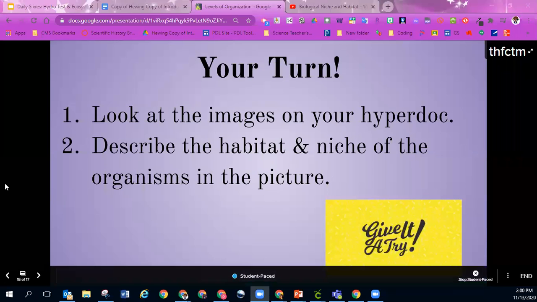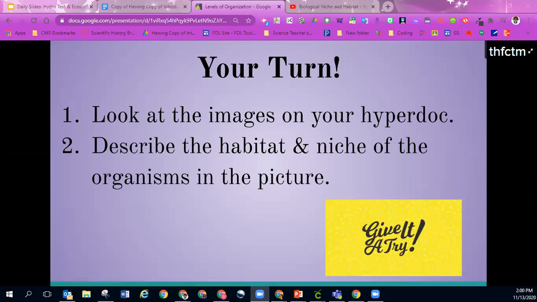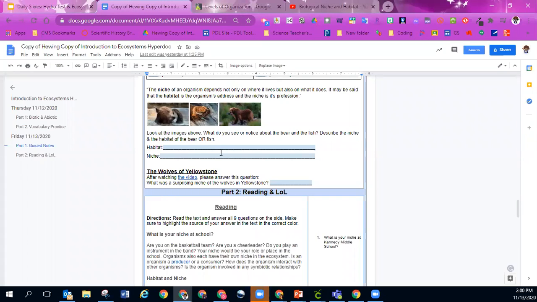All righty. So somebody go ahead and tell me in our Zoom chat, what is the habitat for either the bear or the fish? Whichever one you decide. Bear or the fish? Which one is it?